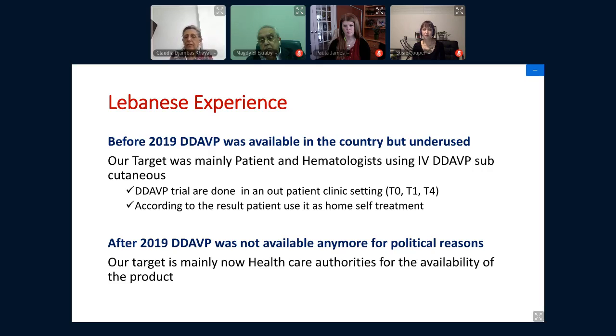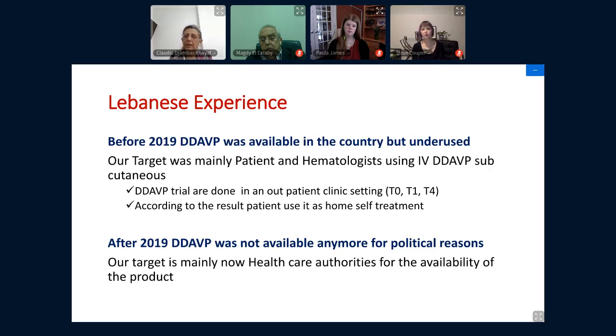And in fact, we don't have the nasal DDAVP nor the intramuscular DDAVP. We just have the IV form. And what is also important to know is that our country is not a rich country, and we don't have a very well-established healthcare system. So our patients with von Willebrand disease do not have access to treatment in an easy way. So we decided that we will do our trial of DDAVP in an outpatient clinic setting.